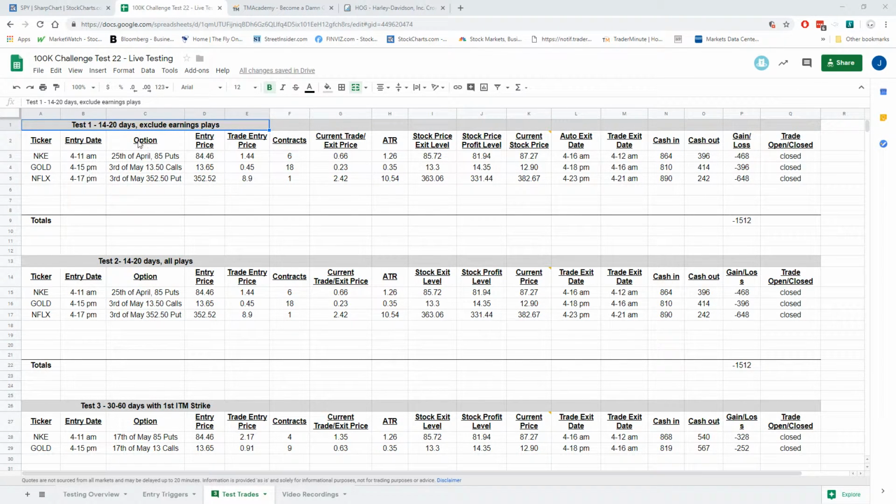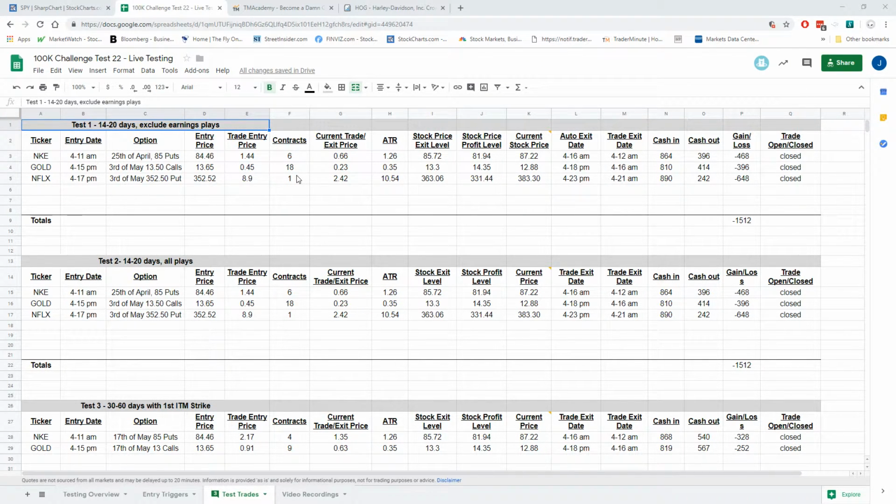Now the option, right? It'll have the expiration date, the strike price, and whether it's call or put. That's all it's going to have. Expiration date, strike, call or put. The entry price is the price of the stock when the trade is entered. Not the price of the option, but the price of the stock. And this is an important number. The exit strategy is based off of this number. Trade entry price, this is the price of the option. This is the price of the option that we go and get into.